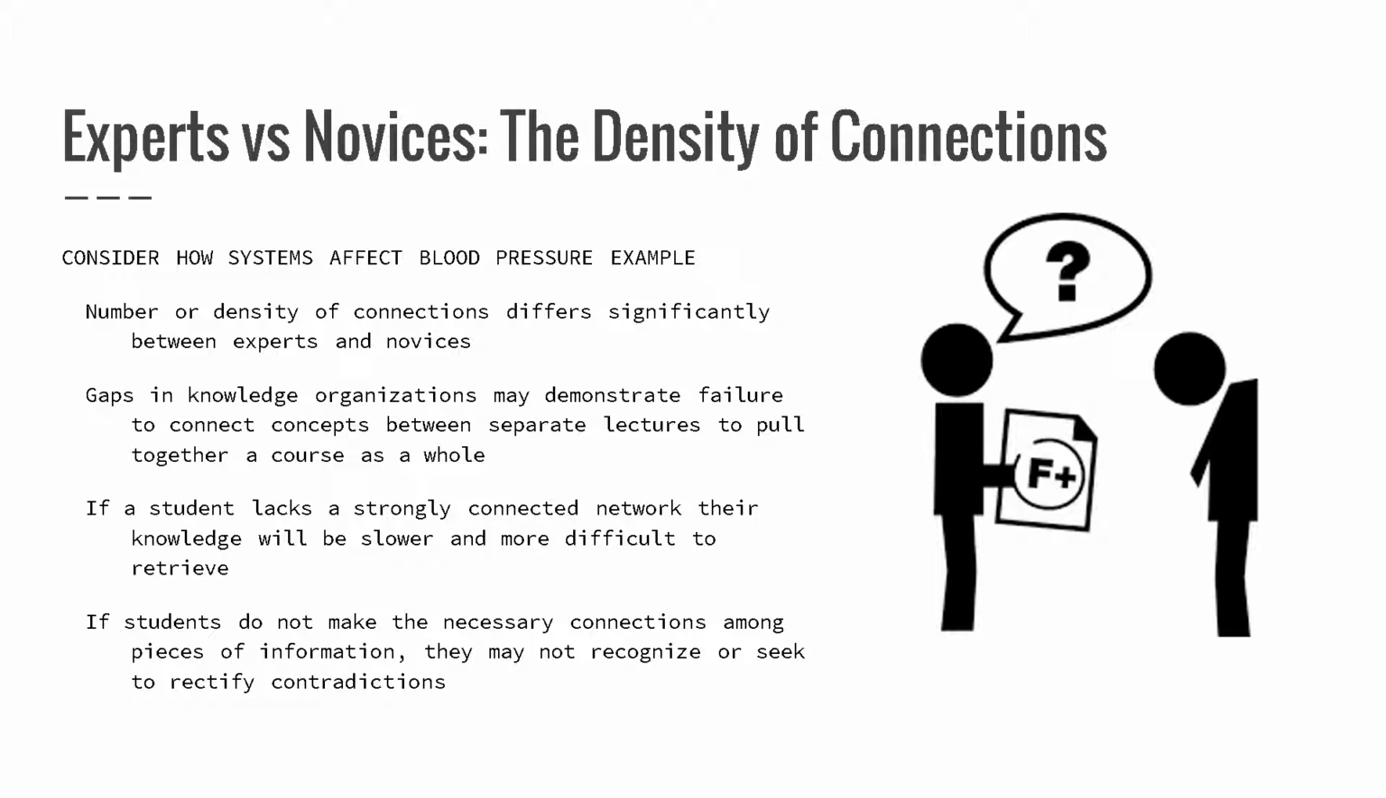Experts and novices differ through the density of their connections. The difference in these connections is significant between the two groups, and the gaps in these knowledge organizations may demonstrate failure to connect concepts provided in large bodies of information given over time, such as in a lecture series. If a student lacks a strongly connected network, their knowledge may be slower and more difficult to retrieve, and they may struggle to recognize or seek contradictions in various topics.